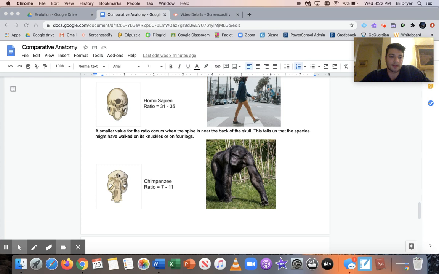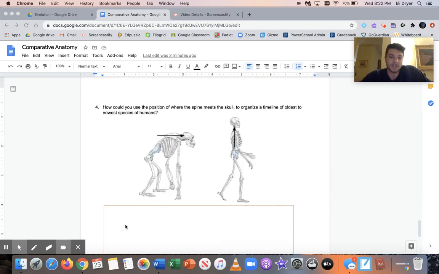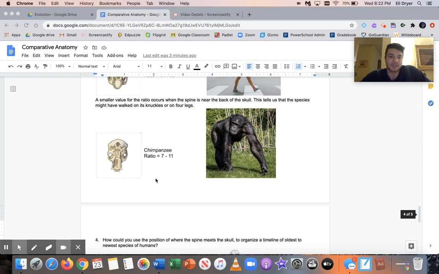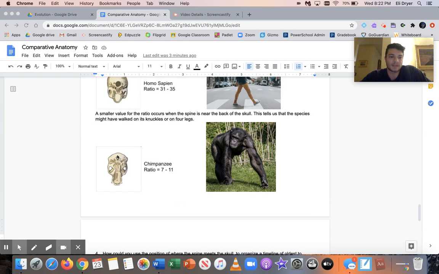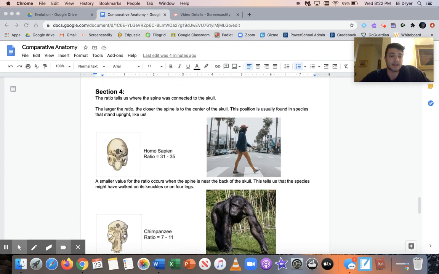And which ones are moving towards the center? And what that tells us is that we start with the chimpanzees and the apes all the way in the oldest species, and we slowly work our way towards the humans, right? We see skulls where the oldest ones have the spinal opening near the back, having to do with apes, and the newest ones have the spinal opening in the center of the skull, having to do with humans.